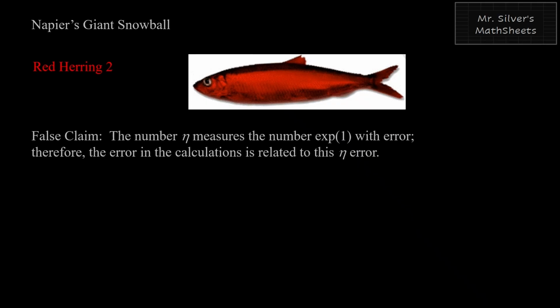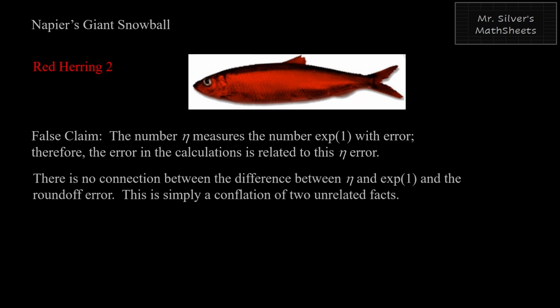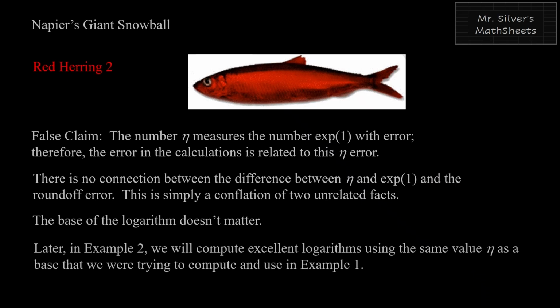And the next false claim is that because eta measures E with error, this is related to the round-off error. No, there's no connection between those two. Eta is its own calculation. You can calculate logarithms with any base, base 10, base 2. You could use base eta. That would be fine. You just have to calculate eta correctly, and we'll be able to do that in example 2.